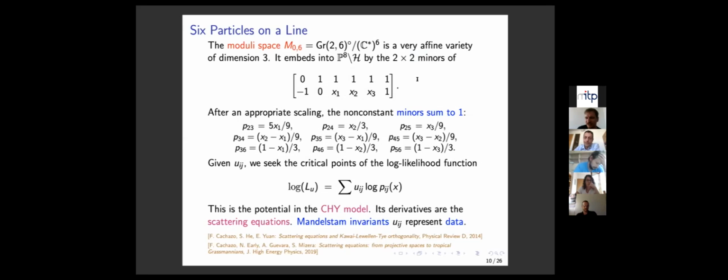There's a question in the chat. Can you explain once more what is very affine? Very affine means it's a subvariety of a torus, C star to the n, for some large n. So a projective variety is a closed subvariety of a projective space. An affine variety is a closed subvariety of an affine space. And a very affine variety is a closed subvariety of an algebraic torus. That is to say, the zero set of a collection of Laurent polynomials.